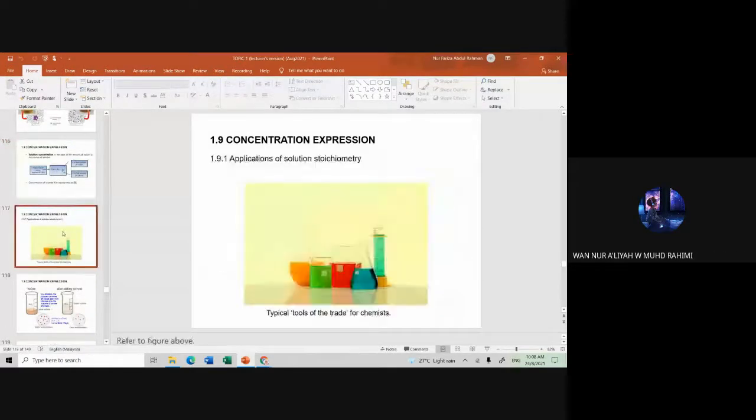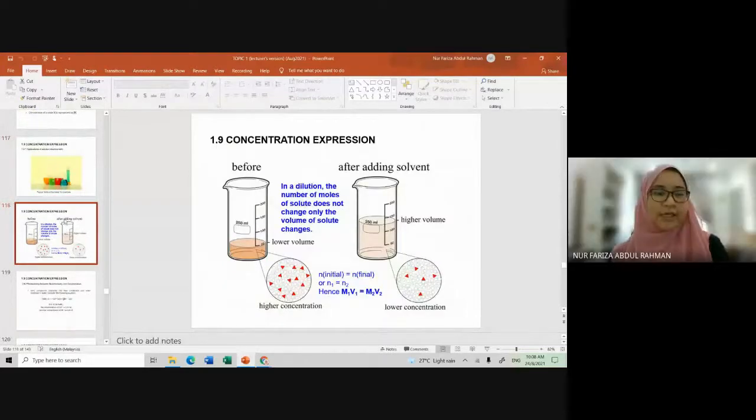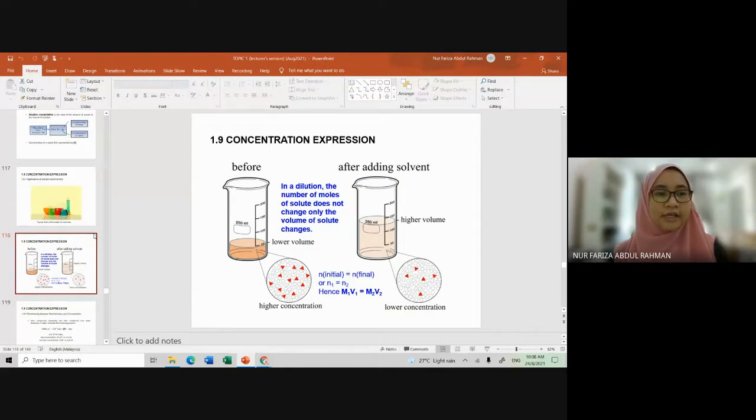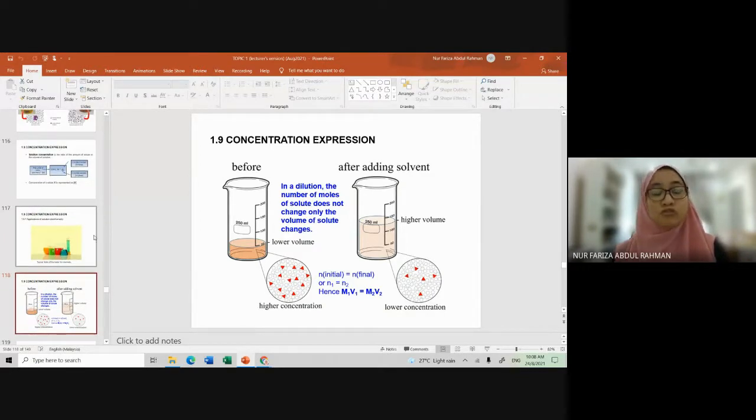Okay, so in yesterday's lecture, we have learned about solution. So what are the components of a solution? Basically we have two components: one is solute, the other one is solvent. When these two combine, it will form a solution.